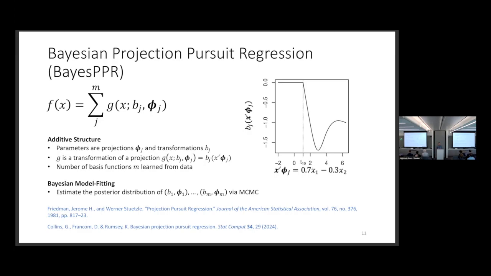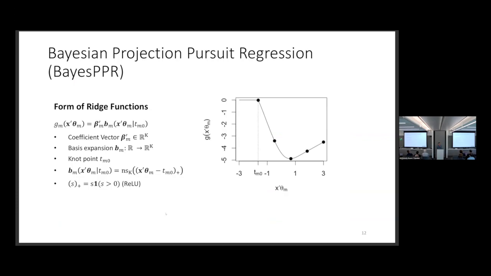And I want to show you how it looks in 2 dimensions. It might make a little more sense how this is working. But then we estimate all of these parameters via an MCMC algorithm. So projection pursuit regression, you may have heard of. It was developed back in the early 80s by Jerome Friedman and Werner Stuetzle. And this is the first Bayesian version of projection pursuit regression that I have come across.